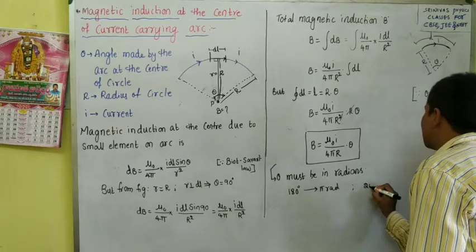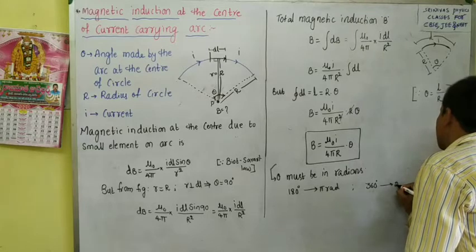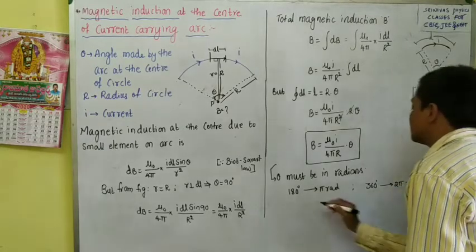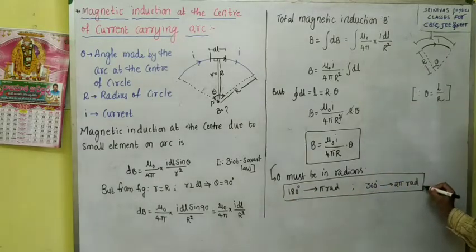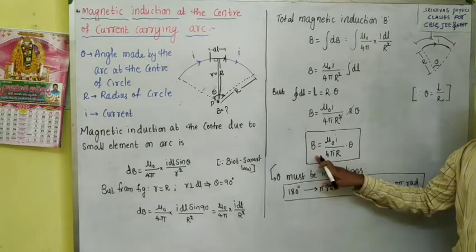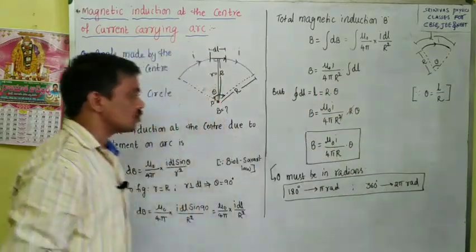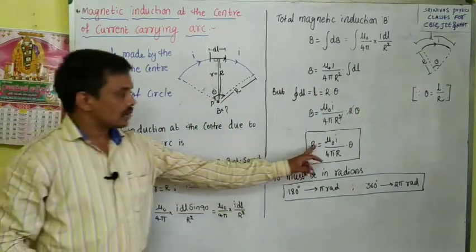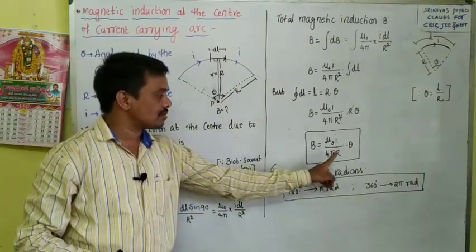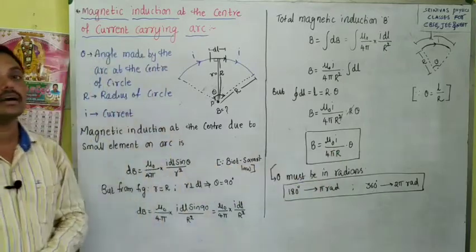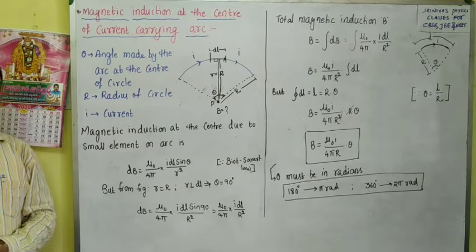Or 360 degrees is equal to 2 pi radians. This we have to use in order to convert degrees into radians. This is the formula to find out the magnetic induction due to an arc at the center of the arc. Now let us go for some application. Here I is the current carried by the arc, mu naught is the permeability, R is the radius, and theta is the angle made by the arc at the center. Now let us go for some questions based on this.